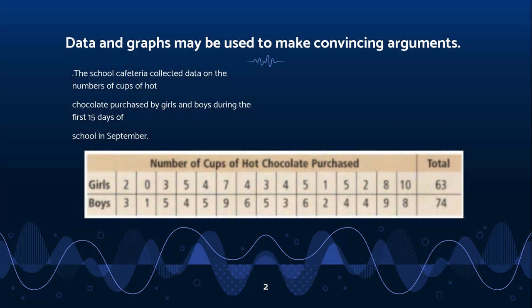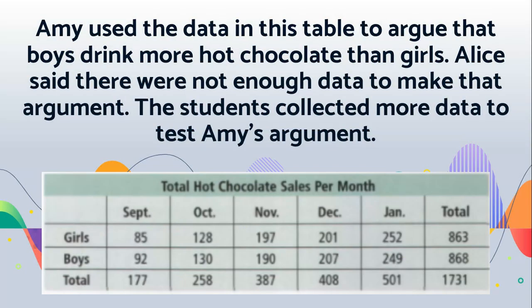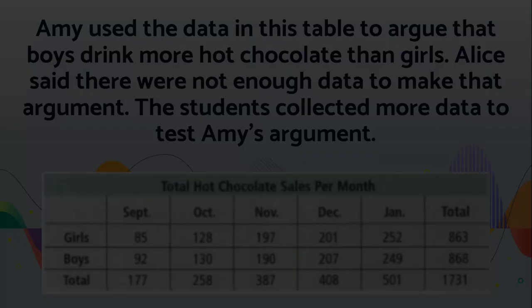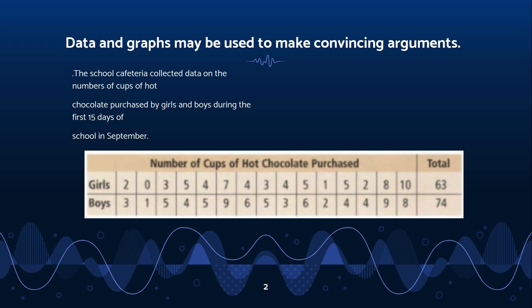The school cafeteria collected data on the numbers of hot chocolate cups purchased by girls and boys during the first 15 days of September. So you can see that there. All right. So the girls bought 63, the boys bought 74. Amy used the data in this table to argue that boys drink more hot chocolate than girls. Okay, so that's what Amy is saying.